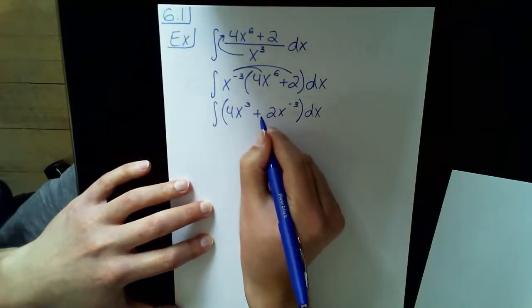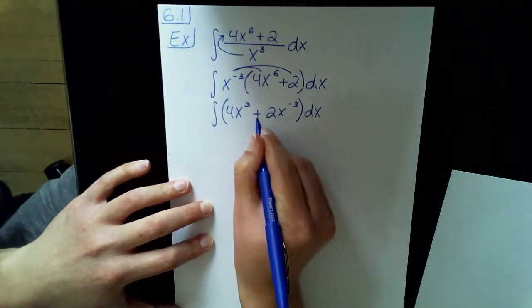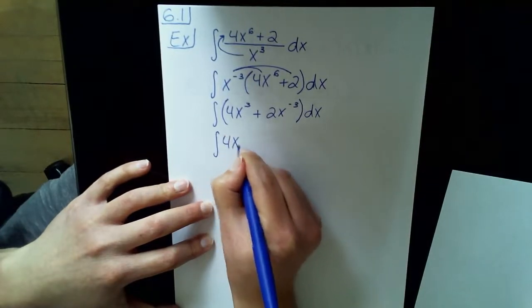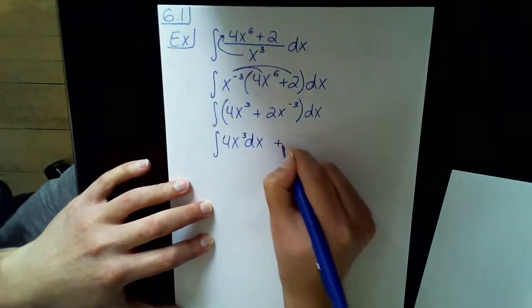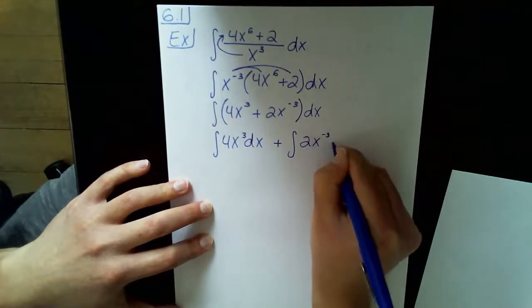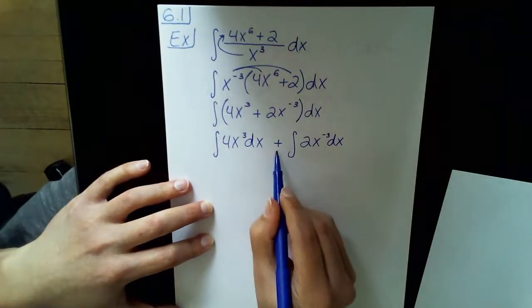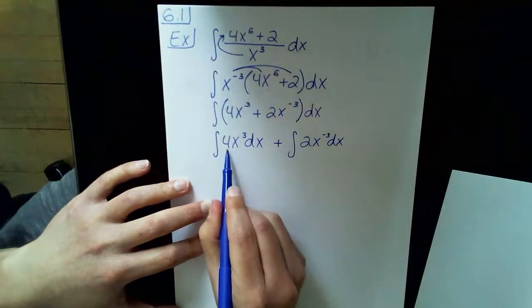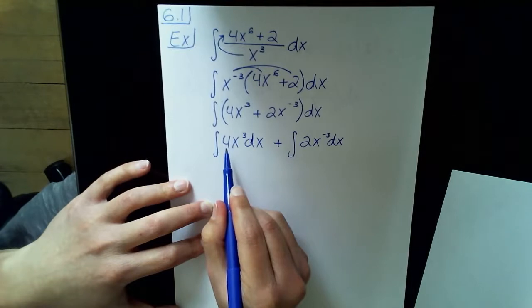So, one last time, to take care of addition inside of an antiderivative, we break it up into 2 separate integrals. We have the integral of 4x cubed dx plus the integral of 2x to the negative 3rd dx. And now that we've separated it, like I was just saying, we can show how to do this without taking out the constants like I had mentioned in the last problem.